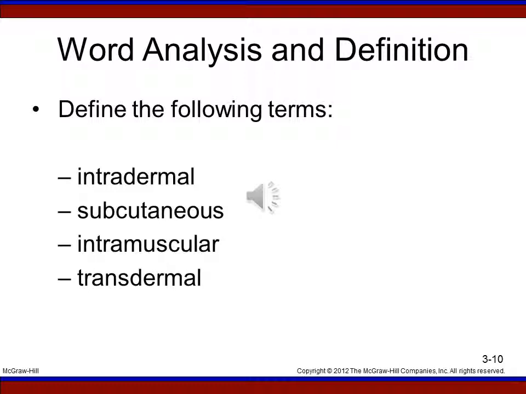These particular terms, intradermal, subcutaneous, intramuscular, and transdermal, are used when we are given medications via injection. Intradermal is a TB test the majority of the time, or an allergy test. Subcutaneous are injections where people are giving themselves insulin. Intramuscular injections could be a Depo-Provera shot or a flu vaccine. It goes directly into the muscle.